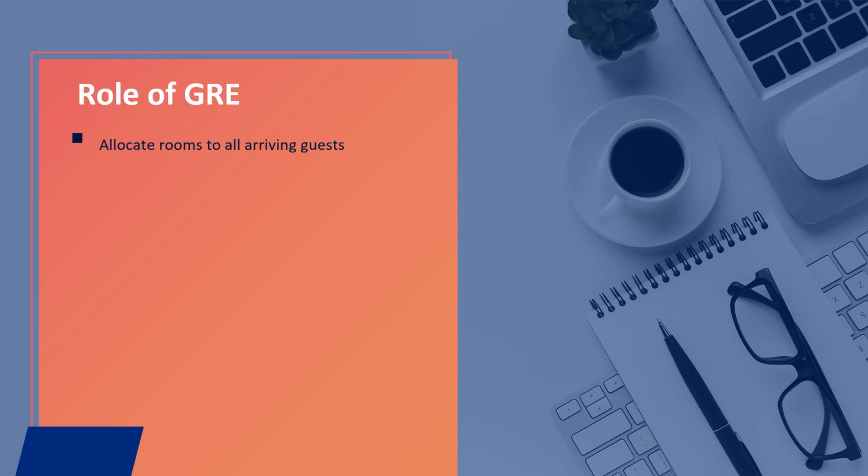Allocation of rooms to all the arriving guests is a job which is efficiently done by the GRE. The number of departures and the number of arrivals are looked at, and depending upon the time of departure and time of arrival, room allocation is done. However, in case the guest has given any kind of special request regarding the room allocation, that also is considered. Single lady travelers are always given a room which is closer to the elevator.